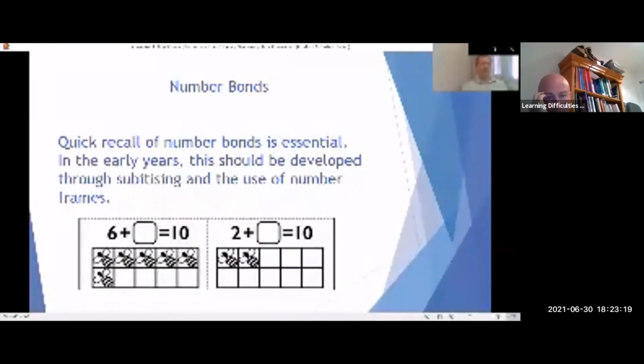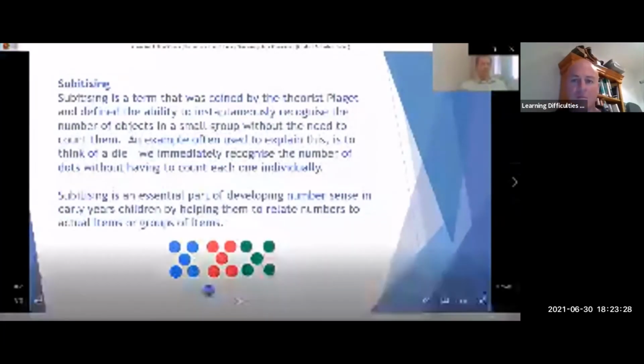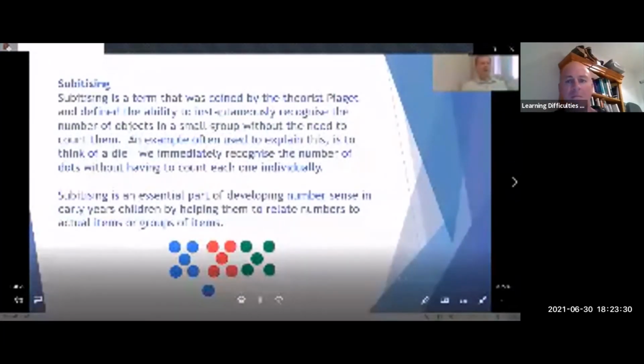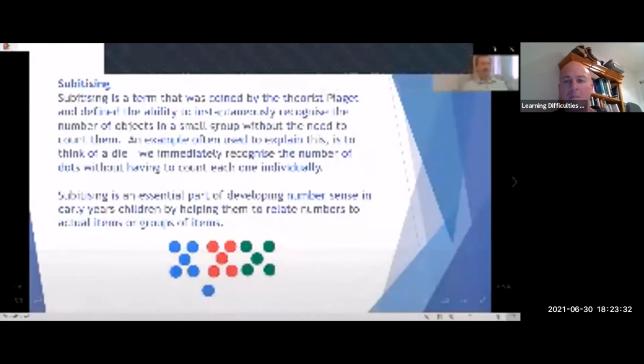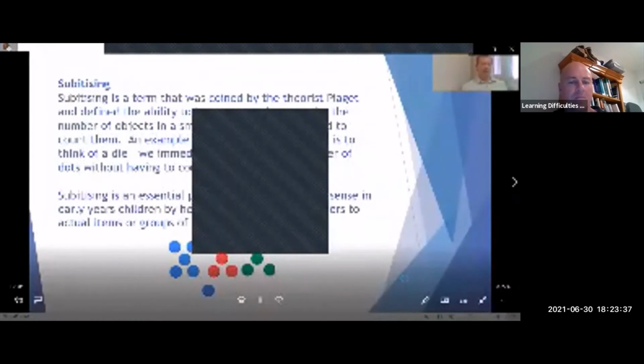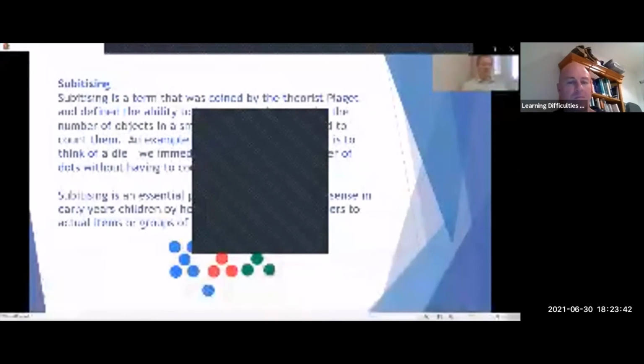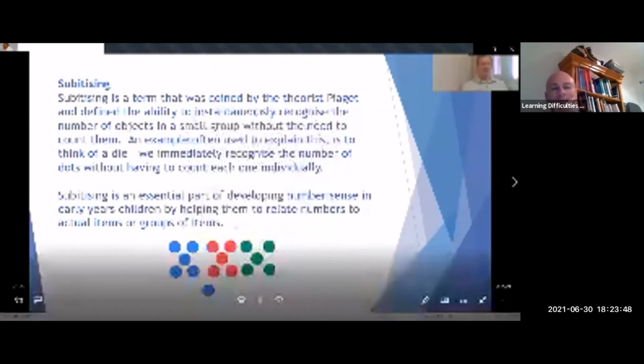In the early years, this should be developed through subitizing and also the use of number frames. Subitizing is a term that was coined by theorist Piaget and defines the ability to instantly recognize the number of objects in a small group without the need to count them. If you have a look at the example below, most people will recognize that there are 3 groups of 5 plus 1 more, which is 16. So you don't need to actually count the individual dots.